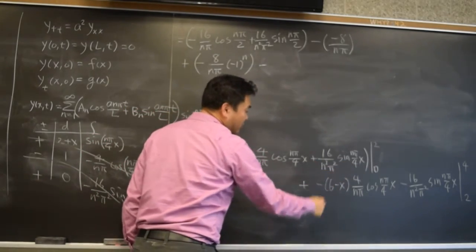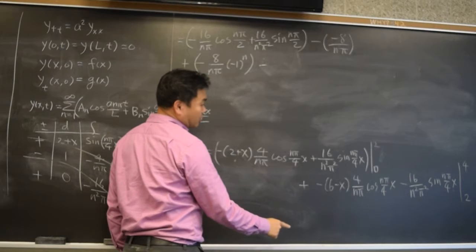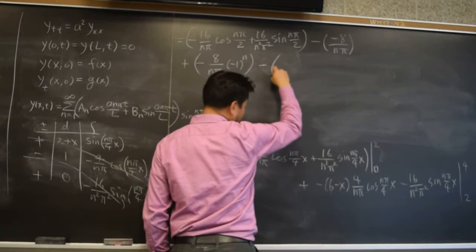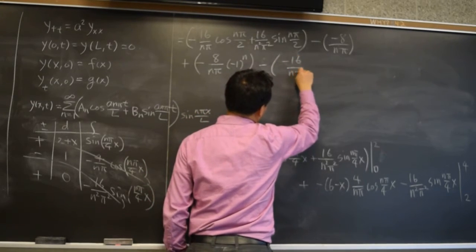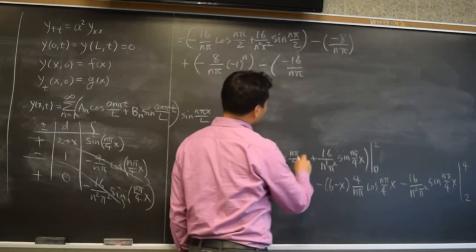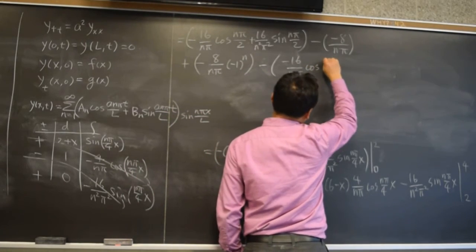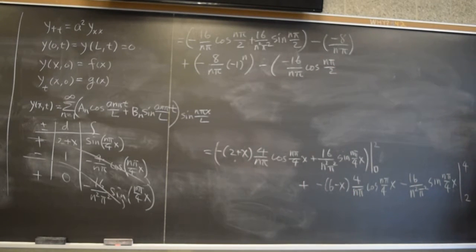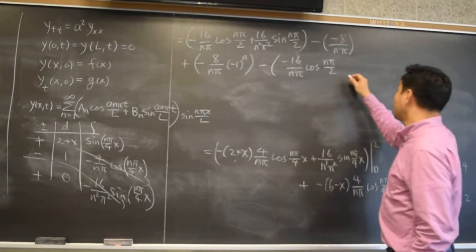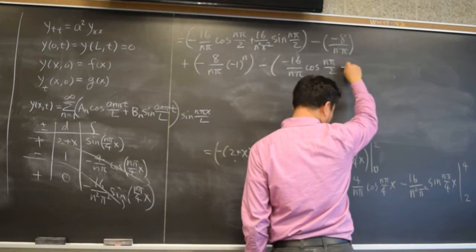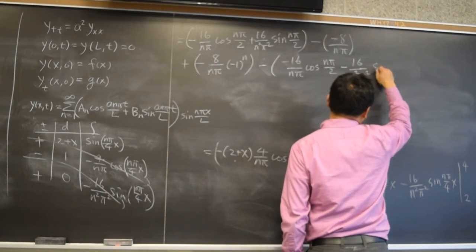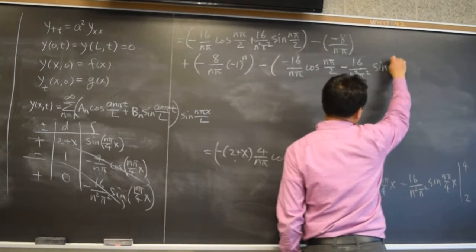And then finally, when you plug in 2, this becomes 6 minus 2, which is 4. 4 times 4 is 16. So negative 16 over n pi cosine n pi over 2. Okay. And then when you plug in here, you get negative 16 over n squared pi squared sine n pi over 2.